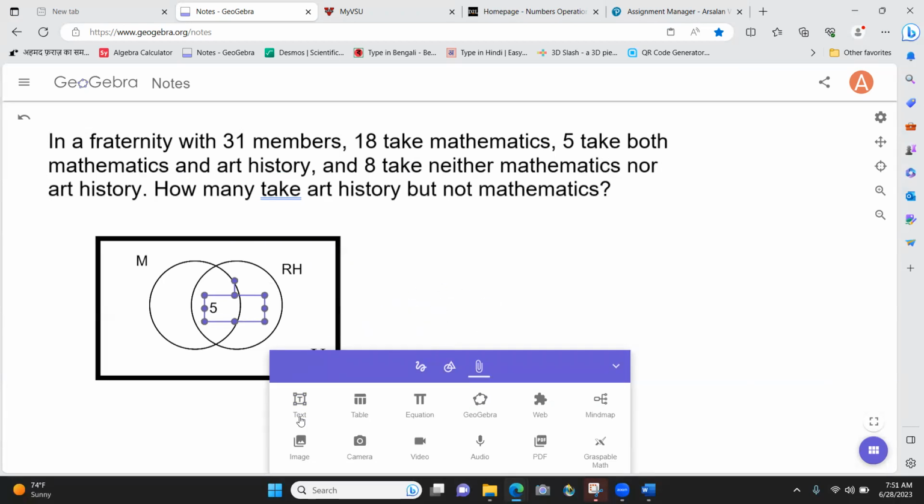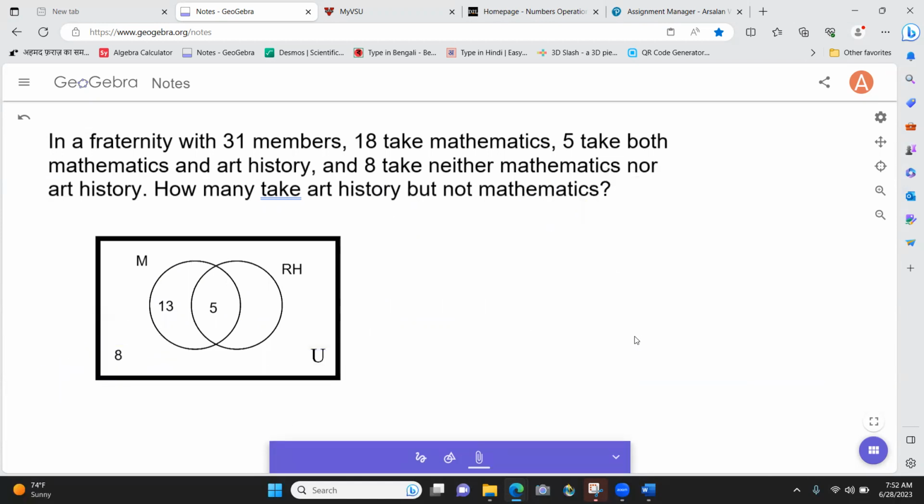Okay. Now I can say this has to be 13. The math circle should add up to 18. If this is 5, this has to be 13. 8 take neither mathematics nor art history. So 8 goes outside the two circles. These are the people who take neither of the two subjects. They're asking how many take art history but not math? Art history but not math would go here.